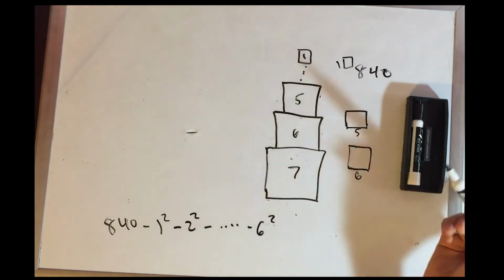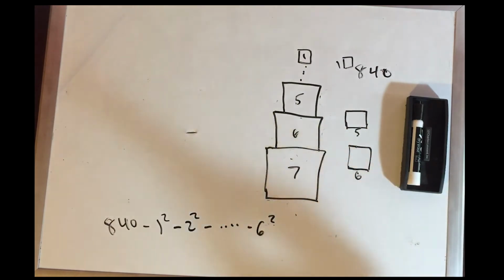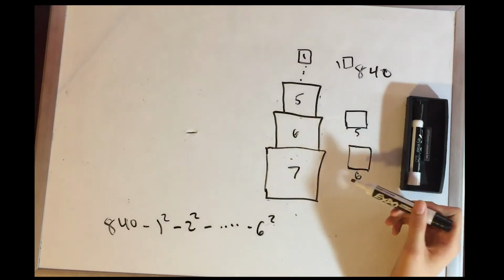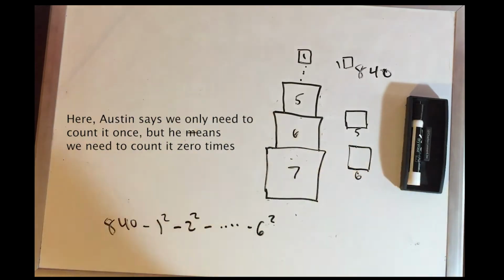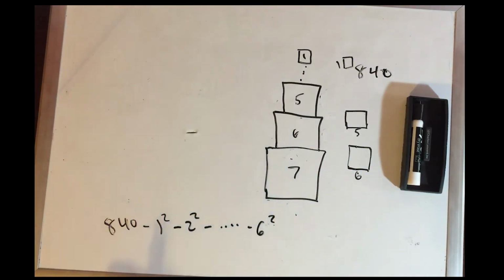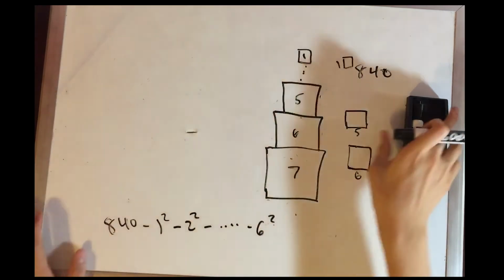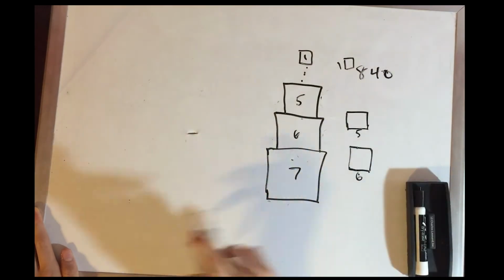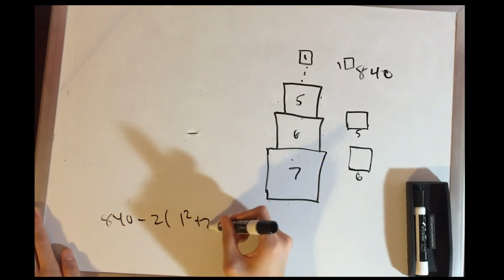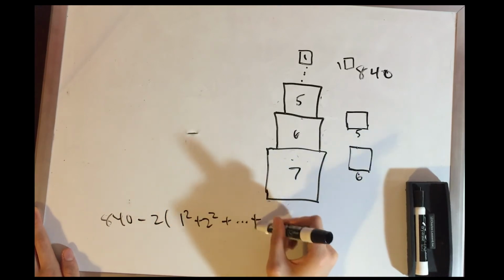But we want to count it 0 times, right? We don't want to count it at all in our final total surface area. So because we counted it twice, but we only want to count it once, you have to subtract twice of all of this. So here, I'll write it. So you have to subtract twice of all of it, 1 squared plus 2 squared plus ... plus 6 squared.